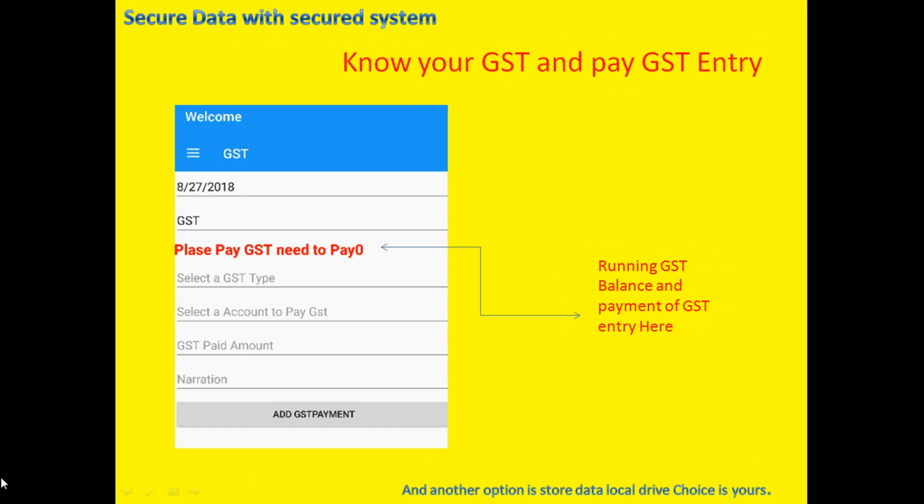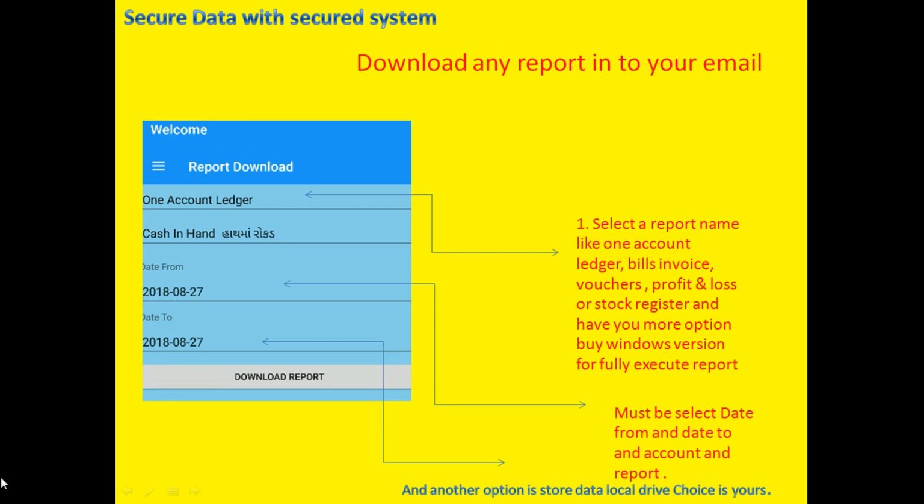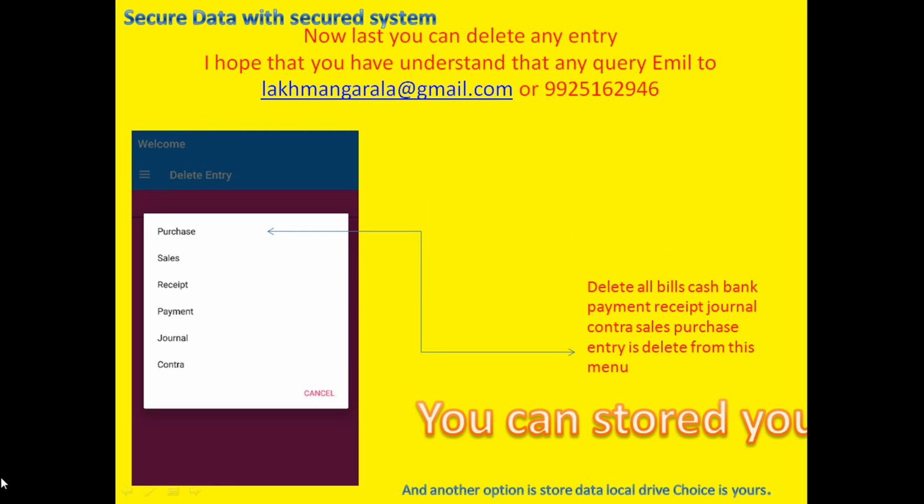Select the report name, like account ledger, bills invoice, vouchers, profit and loss or stock register, and you have more options to view in the Windows version. To fully execute a report, you must select the date from start date to end date, and the account and report.